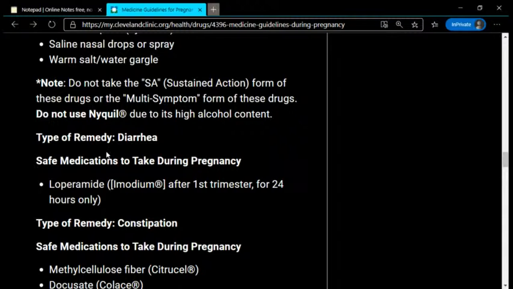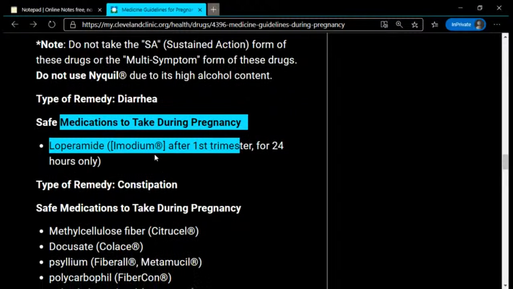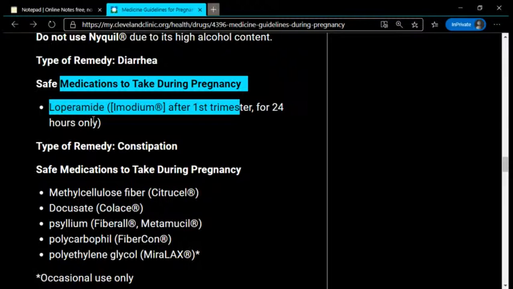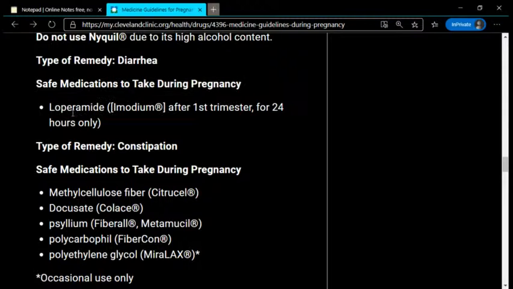Now, this safe medication takes during pregnancy to treat diarrhea. Medications that are safe are loperamide, Imodium, after first trimester, for 24 hours. For 24 hours, but only after the first trimester.